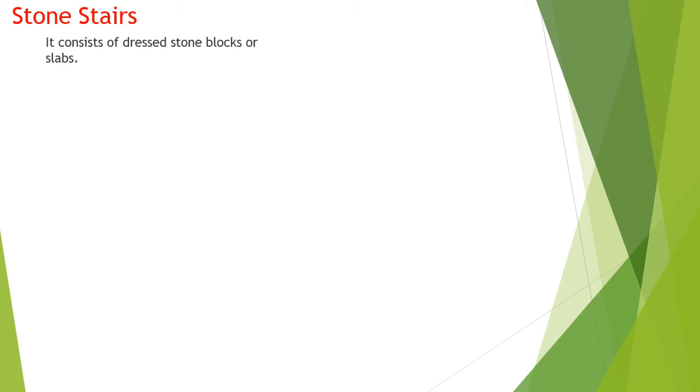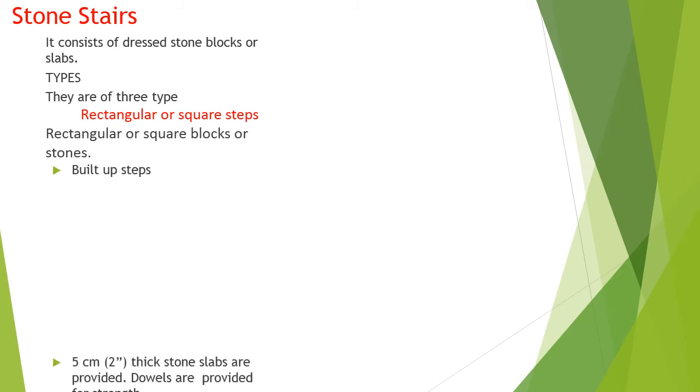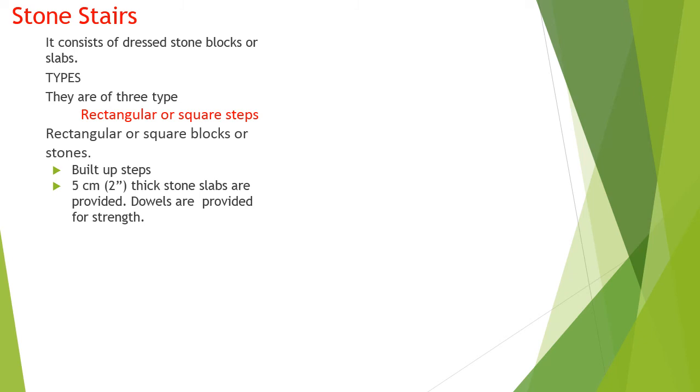Stone stairs. It consists of dressed stones, blocks, or slabs. Types. There are three types: rectangular or square blocks or stones. Built-up steps. 5 cm thick stone slabs are provided. Dowels are provided for strength.